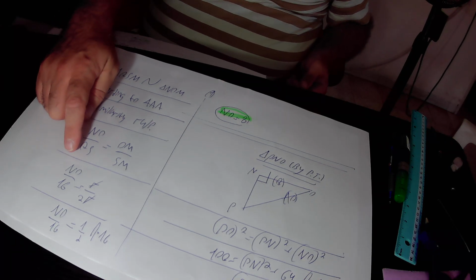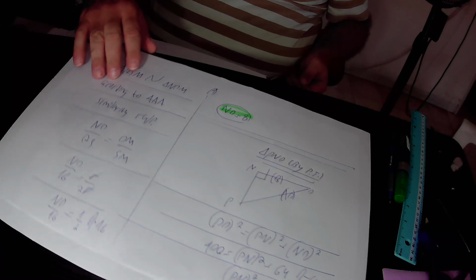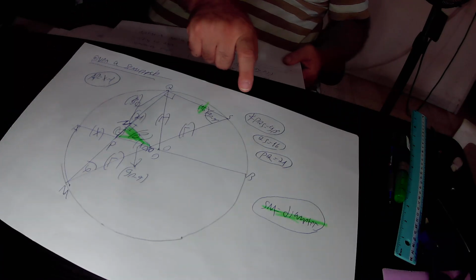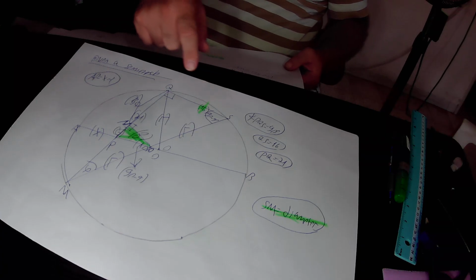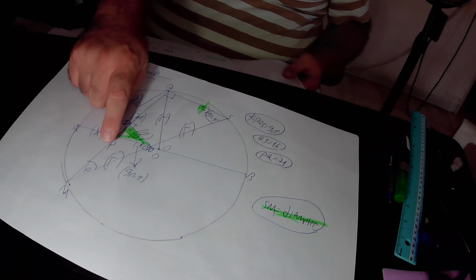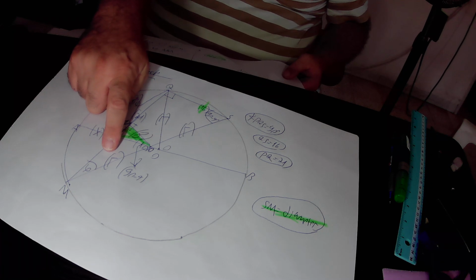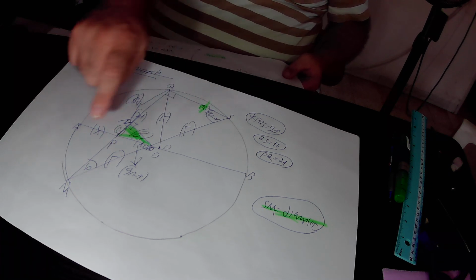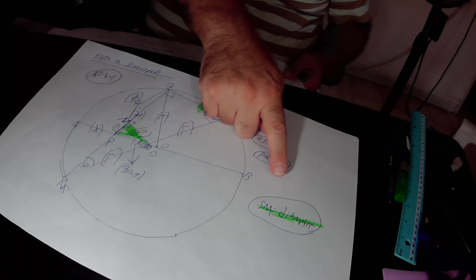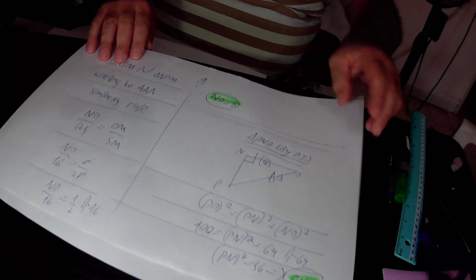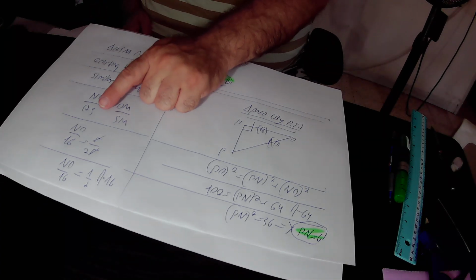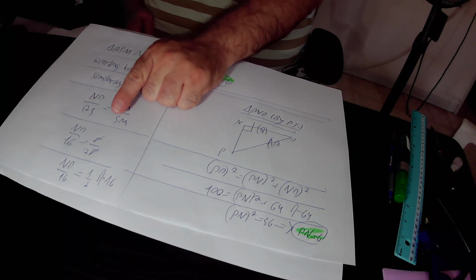ON is the missing side, so we leave it as it is over QS. According to what is given in the question, QS equals 16 units in its length, and it is equal to OM. OM is the radius of this circle, that is equal to R according to our definition, over SM. SM is the diameter of this circle, that is equal to 2R. So in total, we find that N over 16 equals R over 2R.